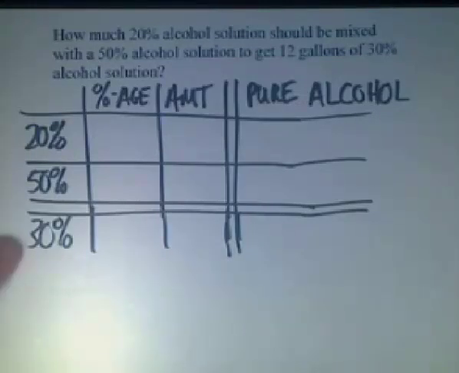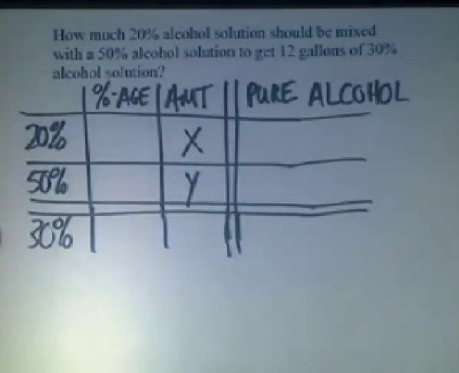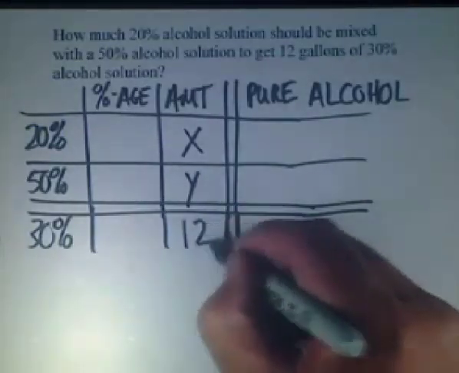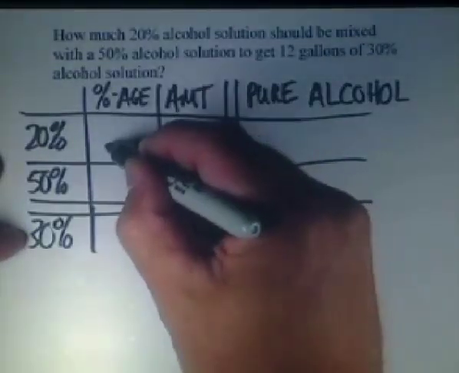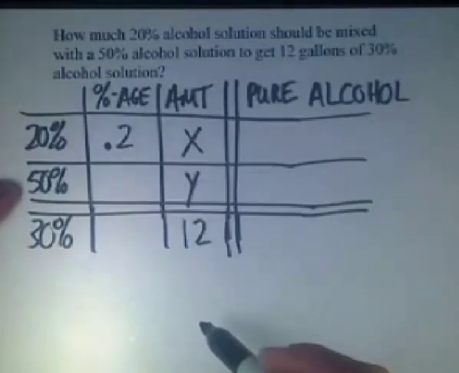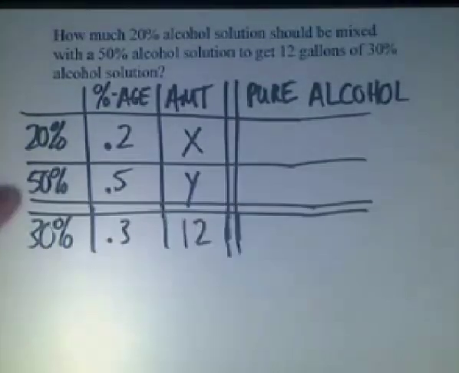We'll let x equal the amount of the 20%. We'll let y equal the amount of the 50% alcohol solution. We know that the total amount is 12 gallons. Now we need to figure out the rest. When we're working these mixture problems, and we have a percent, we're going to write those as a decimal. 0.2, that's the same thing as 20%, 0.5 for 50%, and 0.3 accordingly.